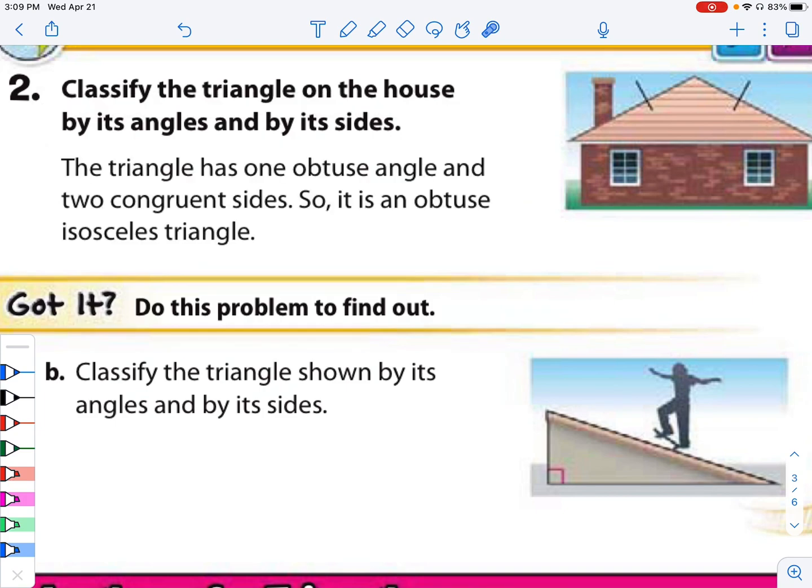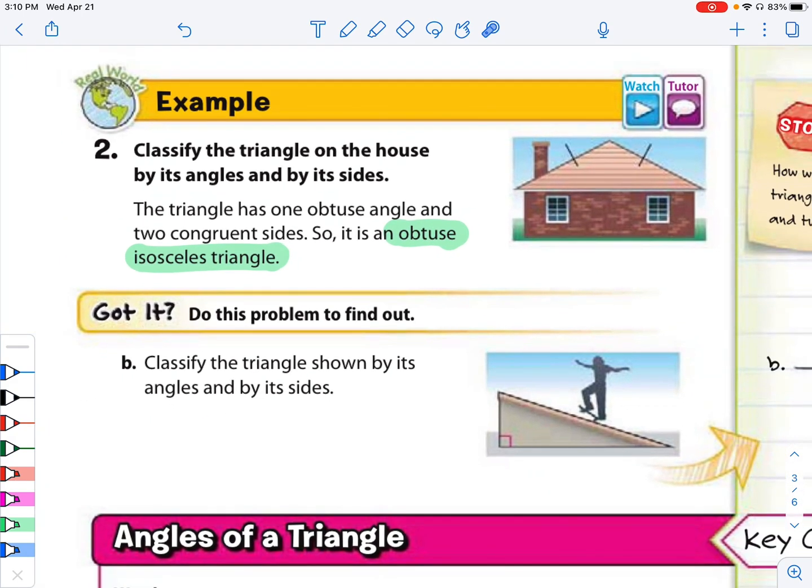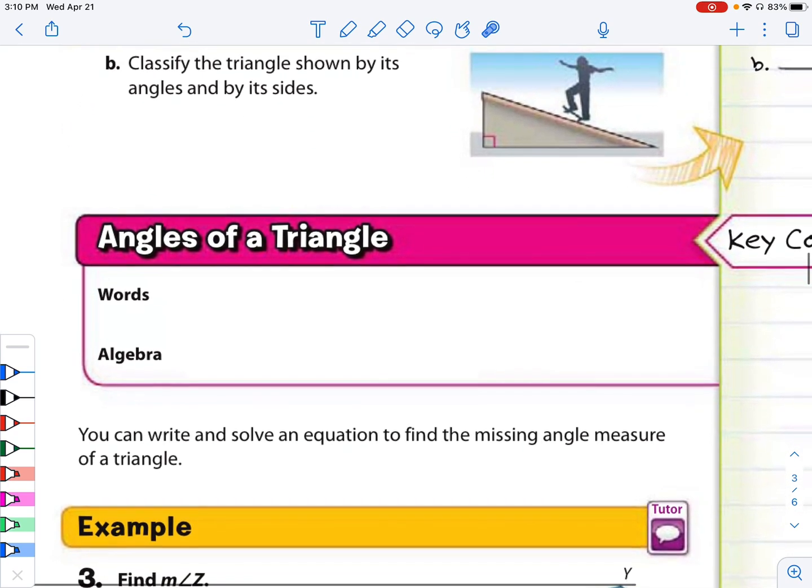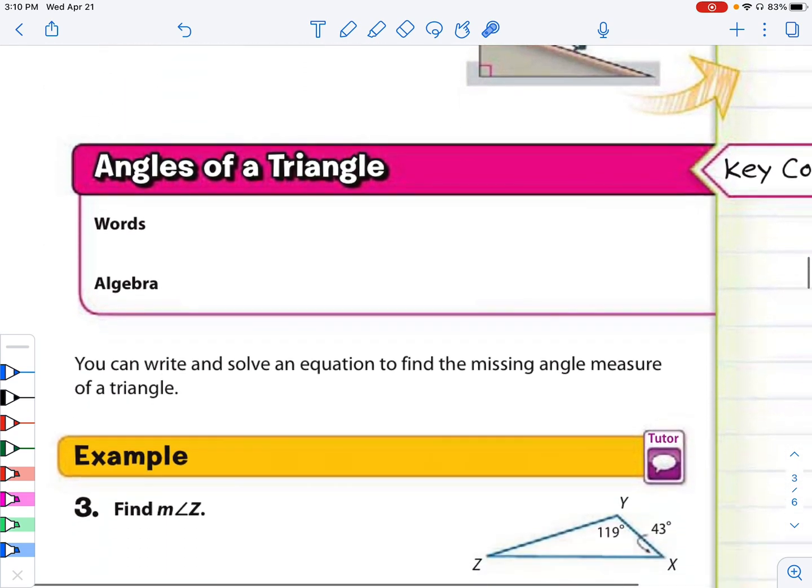So if you look carefully, the triangle has one obtuse angle. This is our obtuse angle right here. And by using those two hash marks, we know that two sides are congruent. So it is an obtuse isosceles triangle, because it has an obtuse angle and two sides that are congruent. Okay? So do the guided problem letter B and let's see if you understand example number two.